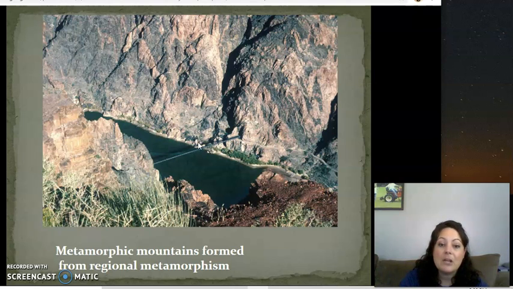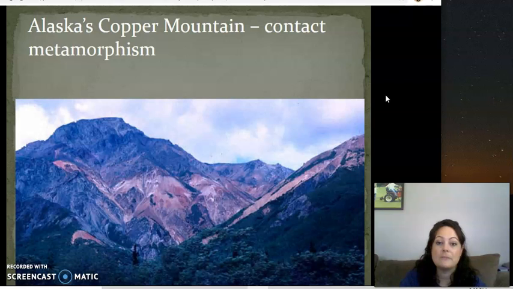And then metamorphic mountains formed from regional metamorphism. What you're looking at here, that is a road. This is a mountain. And you can see the different colors, that metamorphic change that occurred. So we're talking large scale. So regional metamorphism is large. There's another example of Alaska's Copper Mountain. That is contact metamorphism. So there was a magma pocket in there that caused some change in the surrounding rocks.